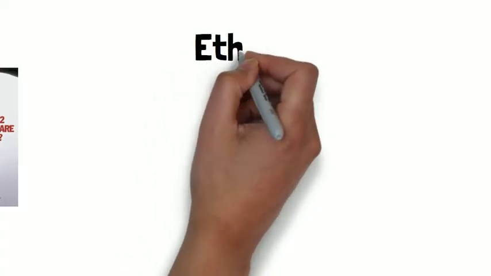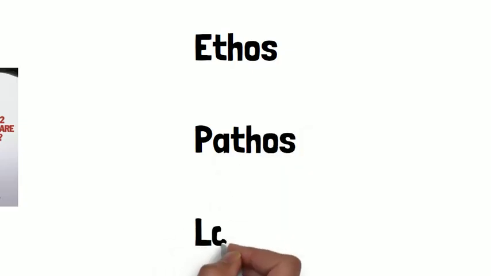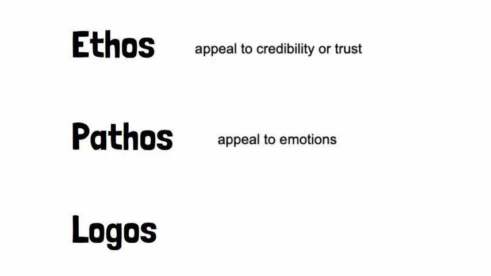Your main tools for analyzing rhetoric are ethos, pathos, and logos. And if you want an in-depth explanation of those appeals, click on the link given at the end of this video.